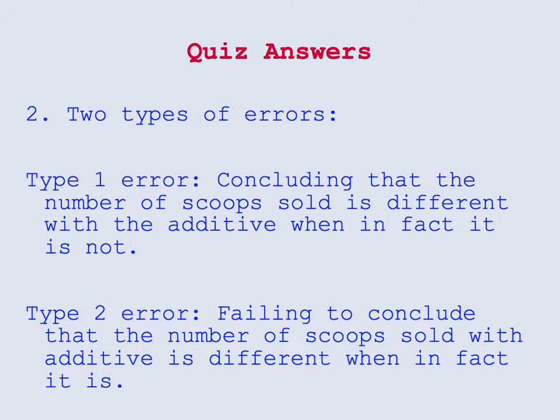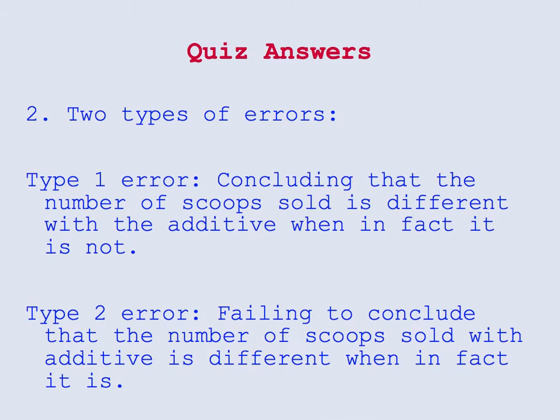And the second part of the quiz was: what are the two types of errors? Here, the type 1 error would be concluding that the number of scoops of gelato sold is different with the additive, when in fact it is not. The consequence would be retooling the factory when in fact there is no benefit to the additive. The type 2 error would be failing to conclude that the number of scoops sold with the additive is different when in fact it is. So here we would fail to capture increased gelato sales.